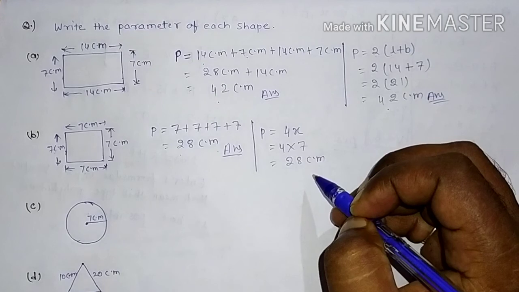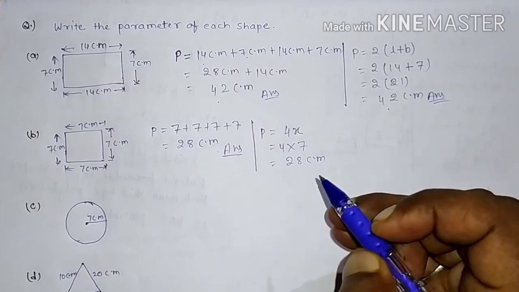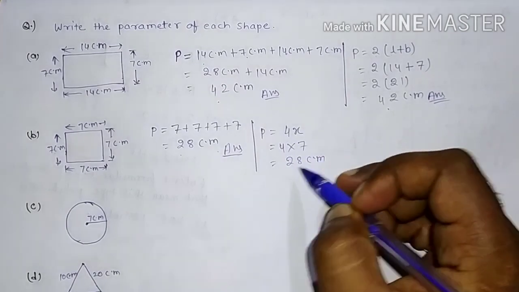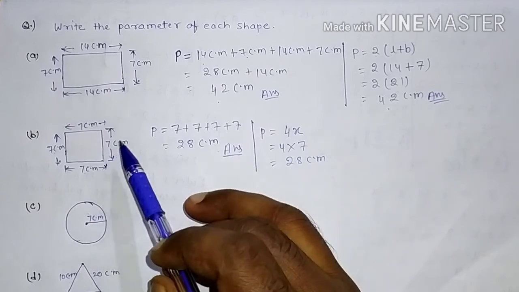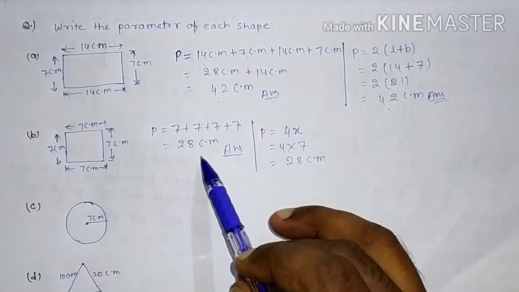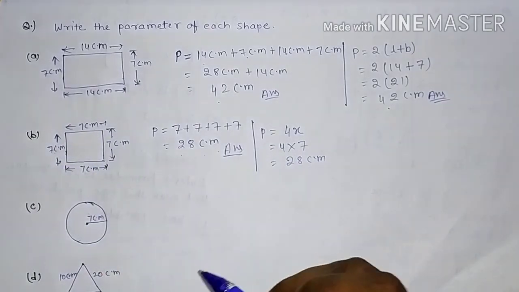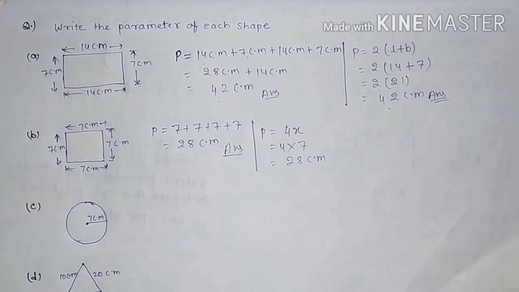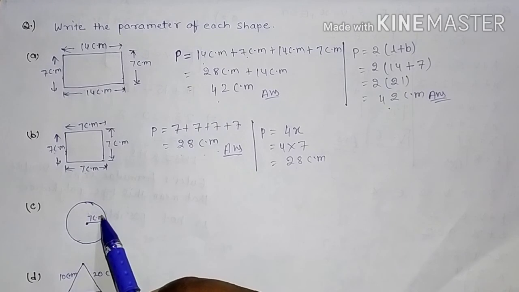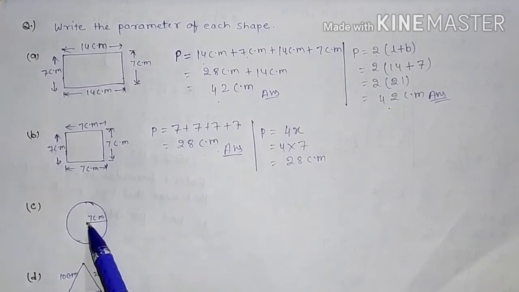Now this is the answer. We can also find it by the formula or simply by the addition of all sides, and you can get the answer. Now the next one is question number C. A circle is given here and the radius is also given, that is 7 centimeter.